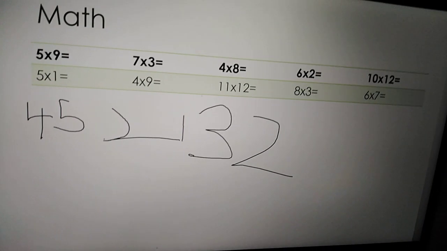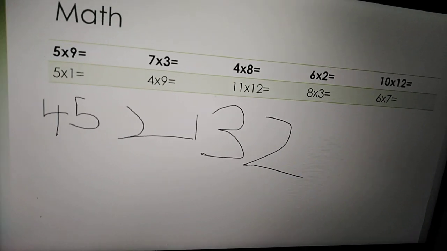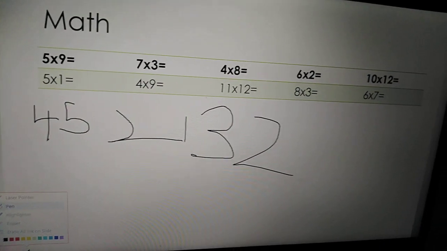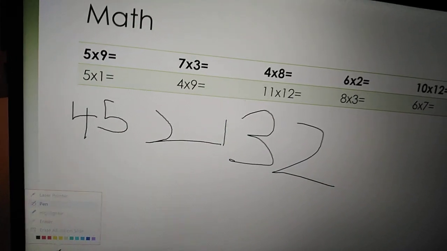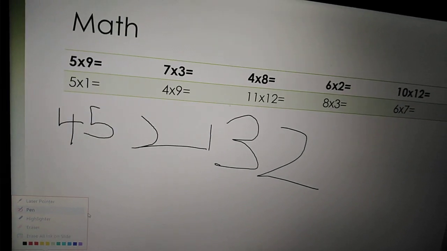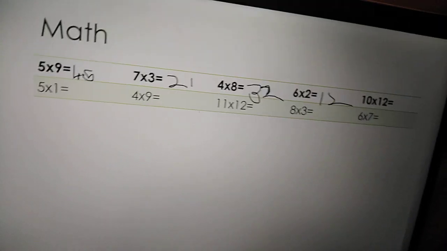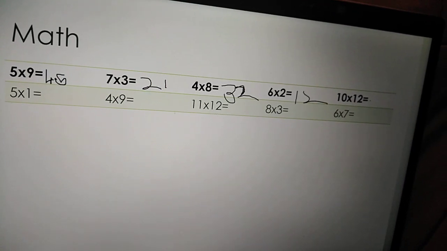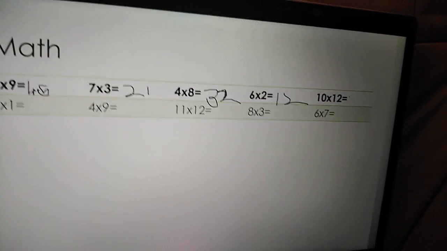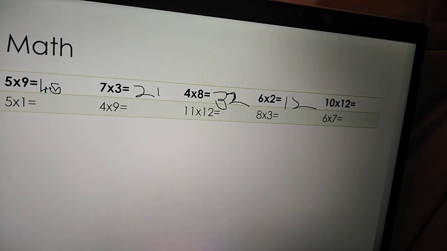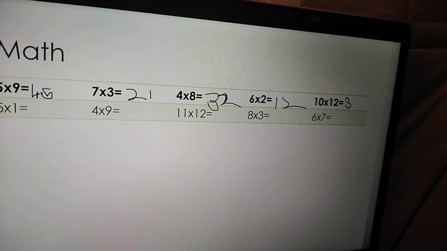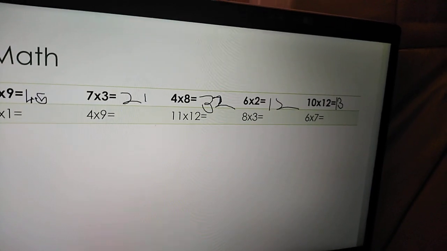Me. Okay, 6 times 2. 6 times 2. What is it? It's 12. Okay, good. It was 12. Now we're going to do 10 times 12. Who's going to tell me? I want to do it. It's 132. Yeah.